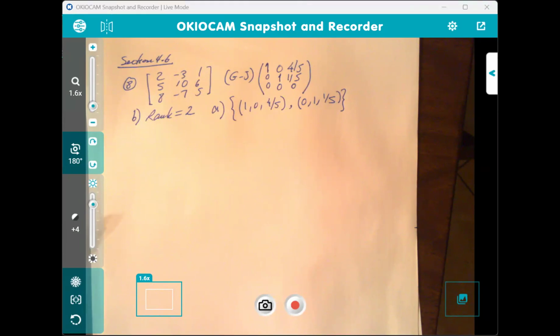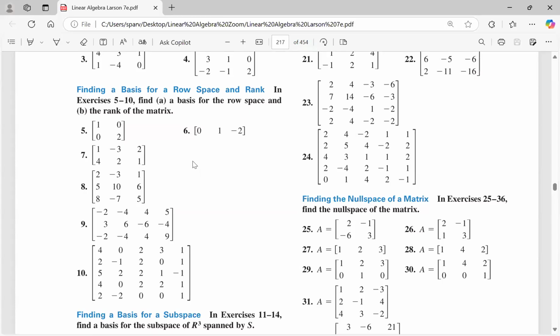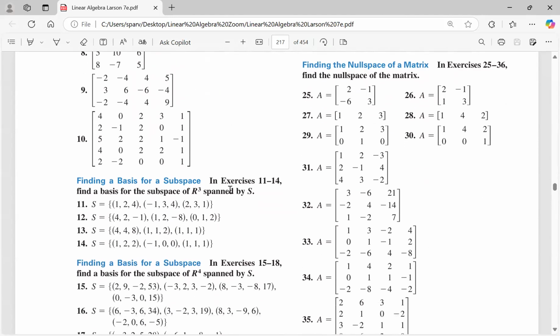Well, let's take a look at another one. Switching back to the book. Let's do the basis for a subspace, like number 12. So I'm going to write number 12 down. In number 12, the subspace S of the vector space is spanned by 4, 2, -1, and 1, 2, -8, and 0, 1, 2. So it looks like a subspace in R3, right? Because there are 3 vectors, each with a, b, c components. Again, we want to find a basis for this subspace.